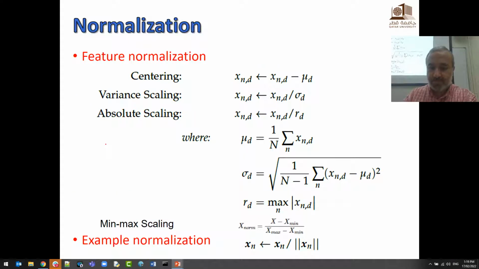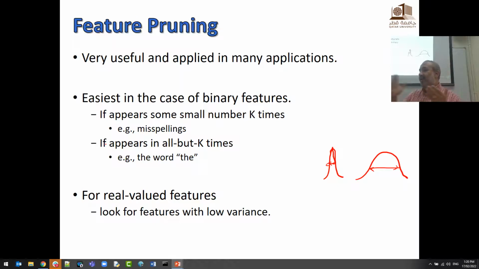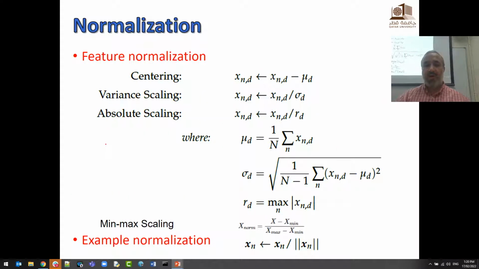Right. Now, here we are removing complete features. So we say, okay, this column, which is this feature, is useless. So we just remove it, and then we can do the learning without this feature.